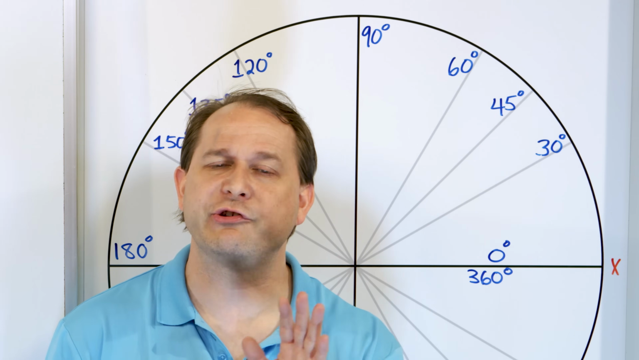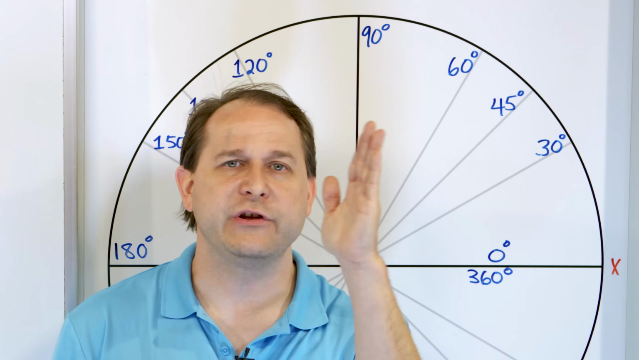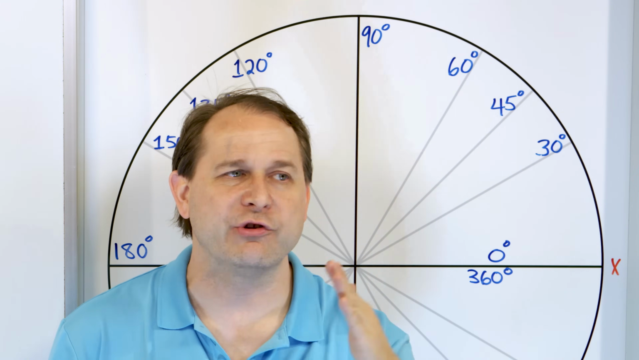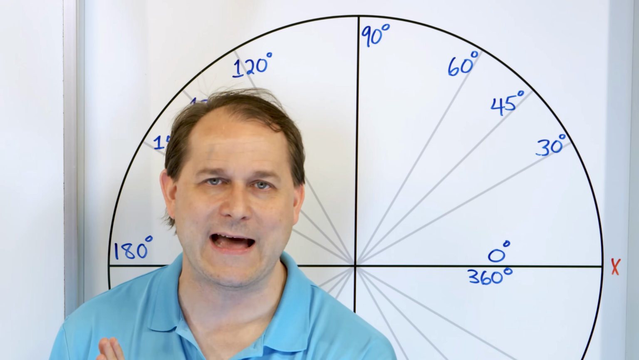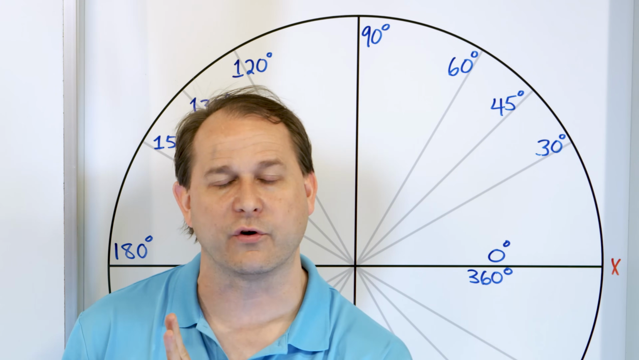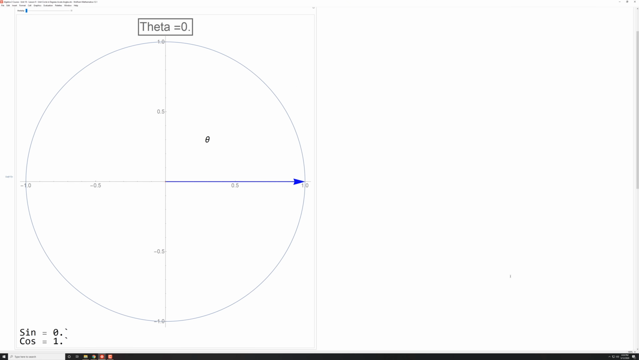To help you visualize that, let's walk over and do a quick computer demo to show you what I mean. Every point on the unit circle, when we take the sine, we're just looking at the projection on the y-axis of that position in the unit circle. When we look at the cosine, we're just looking at the projection on the x-axis of that position in the unit circle.